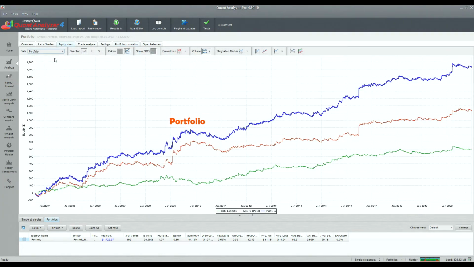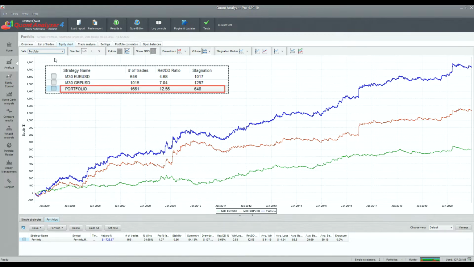The portfolio equity curve is created by combining the trading results from the individual strategies. Looking at the metrics, the portfolio's return over drawdown is higher and its stagnation lower than either of its two strategies alone. Why is this so? The returns from your individual strategies are additive, meaning you simply add them up to get your total portfolio return. With a diversified portfolio, however, your strategy drawdowns are not additive. Your portfolio drawdown should be less than the sum of drawdowns from your individual strategies.